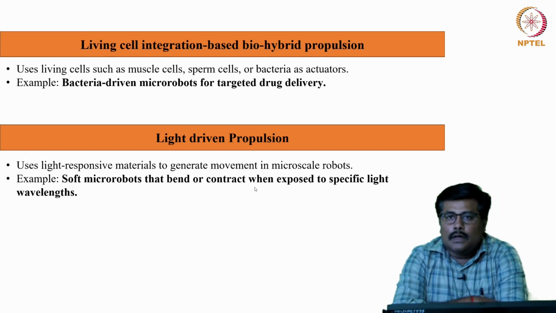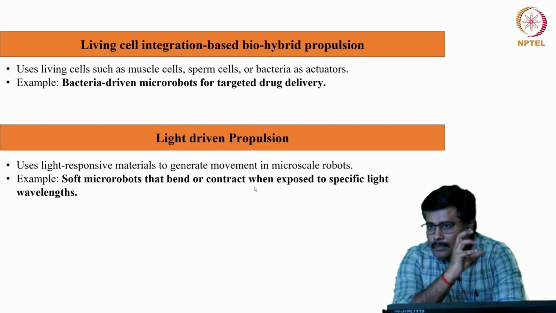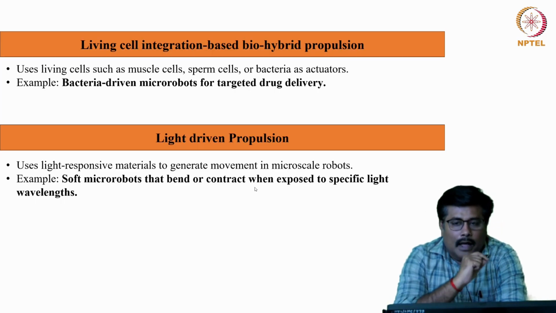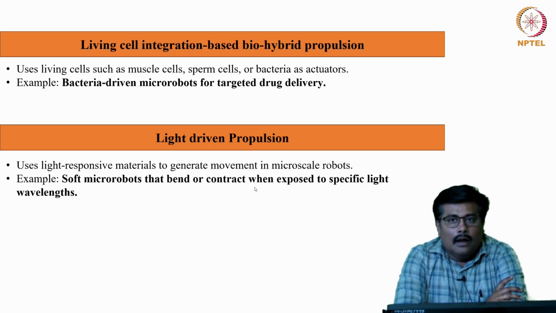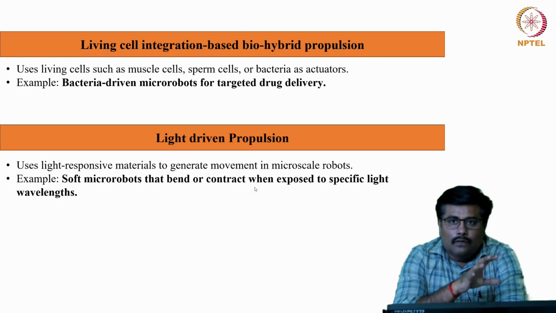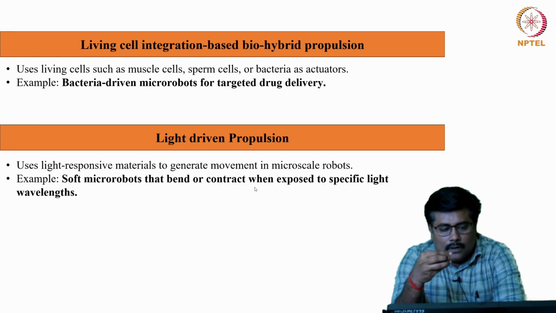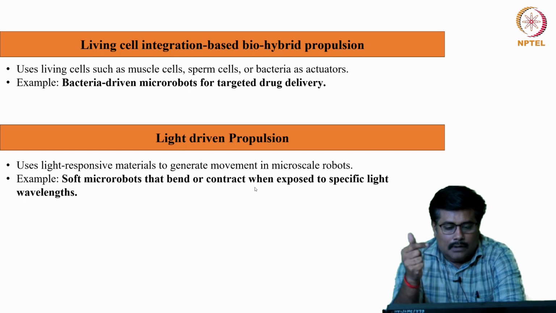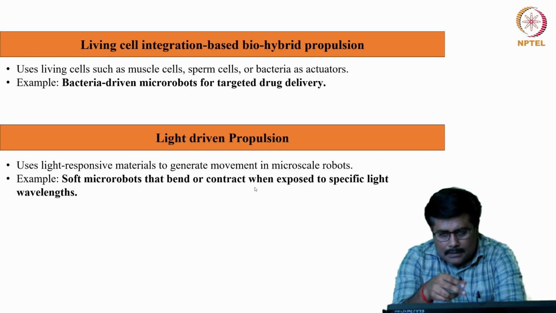Now when we talk about living cell integration based biohybrid propulsion, it mimics a living cell such as muscle cells, sperm cells, or bacteria as an actuator. There are different examples, like a bacterial driven micro robot which is effectively used for targeted drug delivery. It almost mimics a microorganism. It has a structure similar to a muscle cell or a sperm cell, and it can move in a particular direction. In fact, in this particular module, we will be discussing algae based propulsion, where we will be discussing more about this.